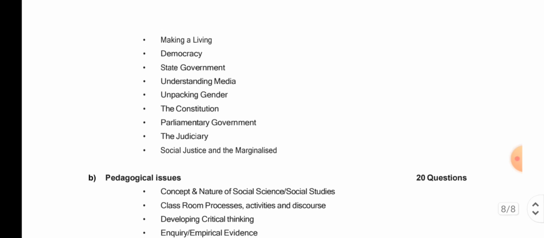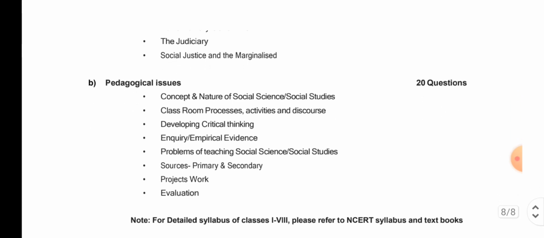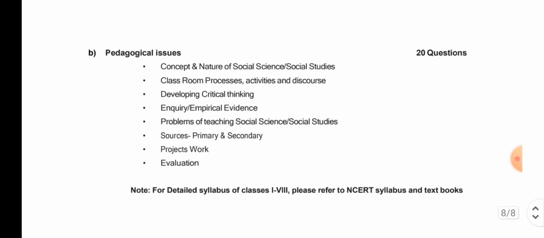All right, then pedagogical issues. See, here you are very lucky, my dear friends. Those who are coming from social science background or arts background, you are very lucky. How are you lucky? You are lucky because you are getting 20 marks for CDP here. So as I said, CDP is there in all the subjects. So in social science, you have got child development and pedagogy for 20 marks, which means if your first part, that is child development and pedagogy, is clear, then you can definitely score 20 out of 20 here. I mean 20 out of 60 here.